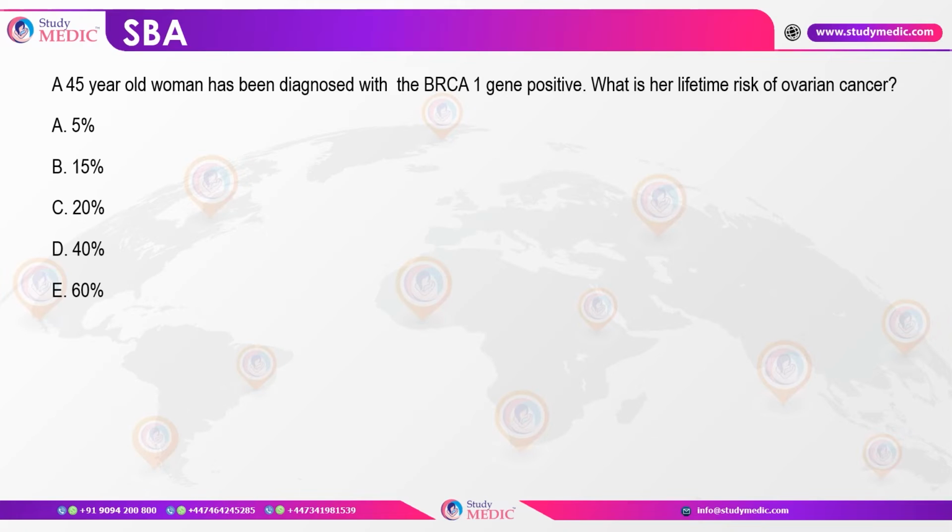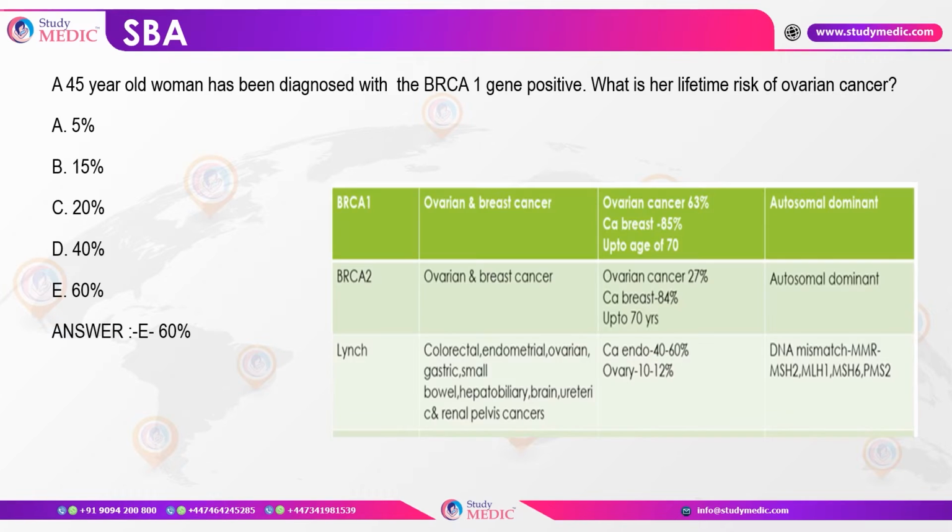Next, coming to BRCA genes. You have to remember the incidence of CA ovary and CA breast with BRCA1 and BRCA2. Now remember, for BRCA1 and BRCA2, the inheritance pattern is autosomal dominant. With BRCA1, the risk of ovarian cancer is around 63%, and risk of breast cancer is 85% up to the age of 70. With BRCA2, CA ovary 27%, CA breast 84% up to the age of 70 years.